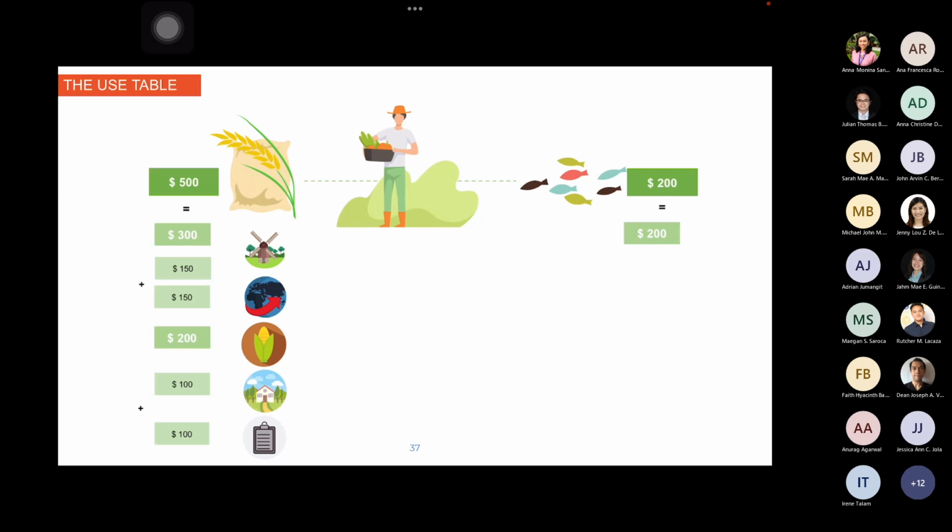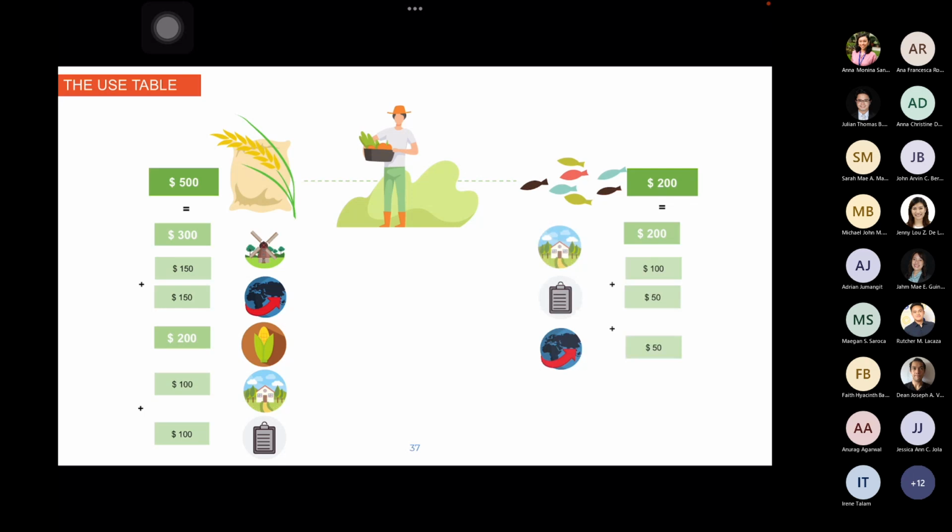So it was processed by another or purchased by another sector as an intermediate or final good. Again, the wheat was also exported, and the corn purchased by households for consumption or as inventory. So on the other side, we have here $200 worth of fish supply. So $100 are sold to households, $50 kept in inventory, and $50 exported abroad.